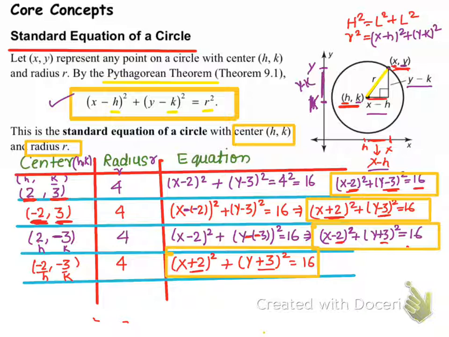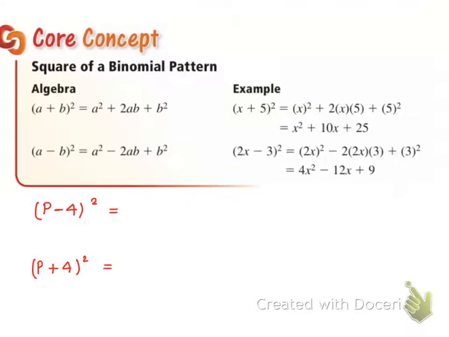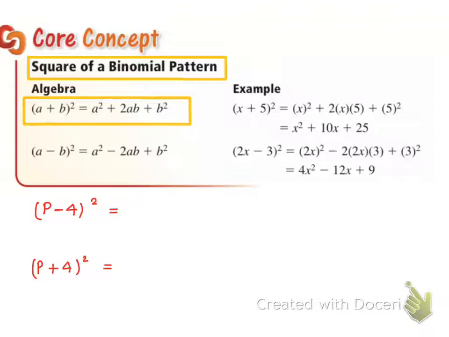So let's move to another important thing. This page is the most important page of this lesson, but in order to find the equation, you need to review some skills. I'm going back to algebra 1. That's basically the square of a binomial pattern. You have to remember this in order to simplify it and write your equation. Because when you do x minus h whole square or y minus k whole square, you will be getting this kind of situation where you have to expand it.